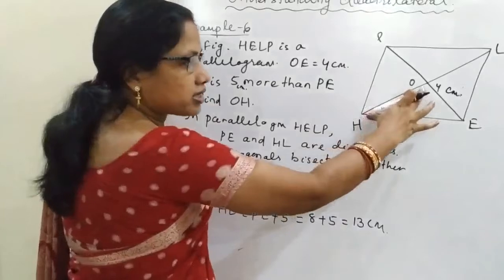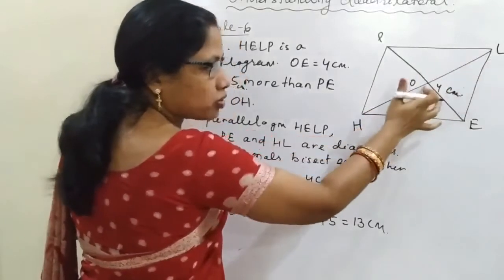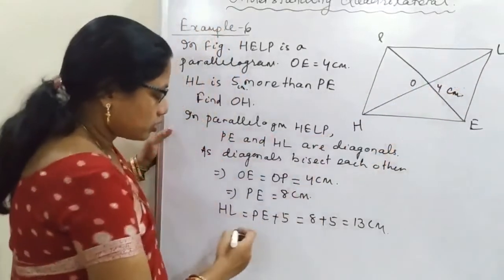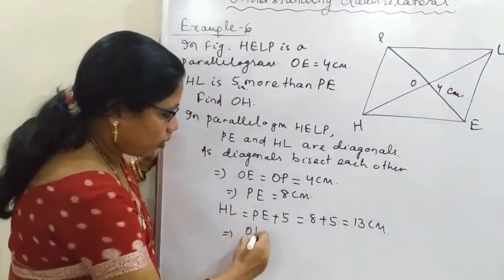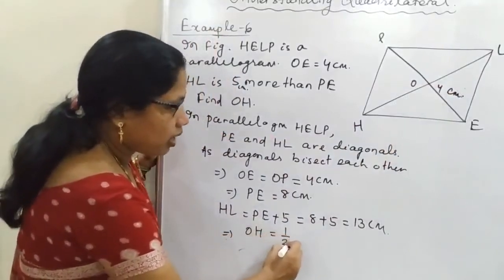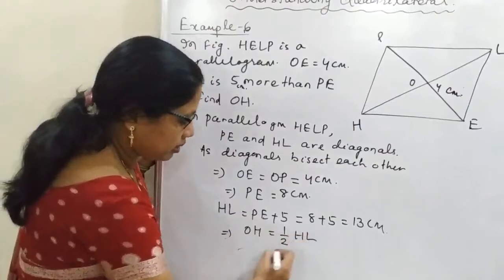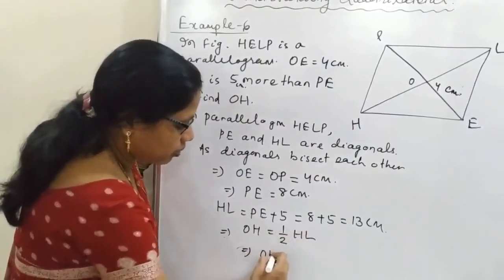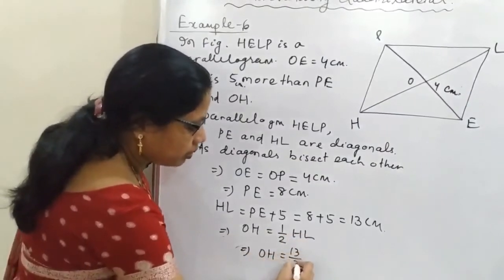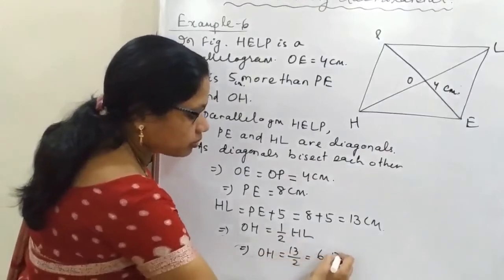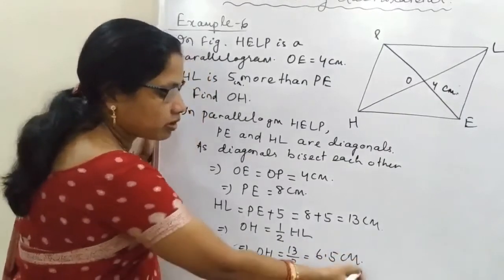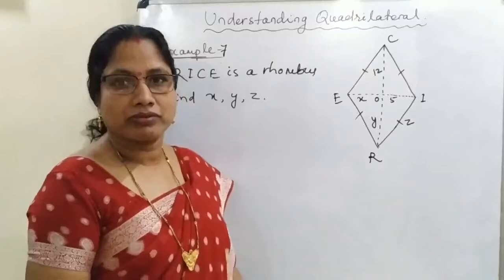So OH is equal to OL, as O is the midpoint of HL. So this implies OH is equal to half of HL. So OH is equal to 13 by 2, that is equal to 6.5 centimeter. So this is our required answer.